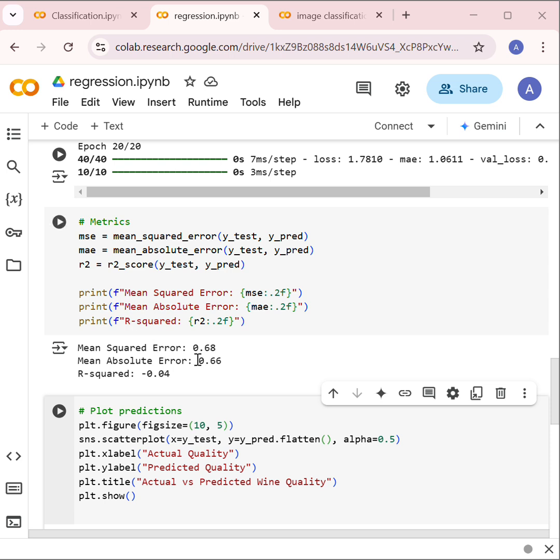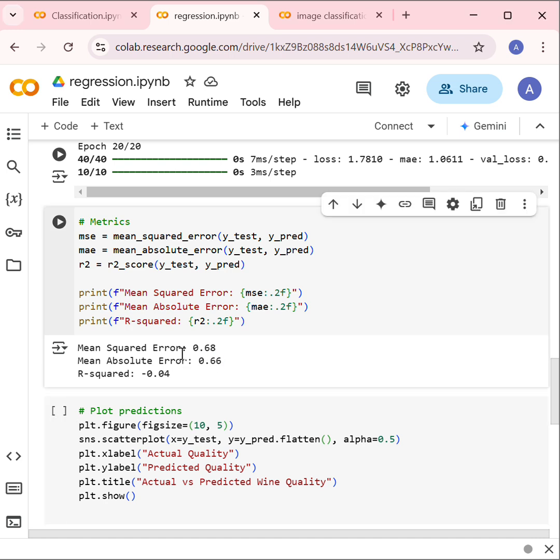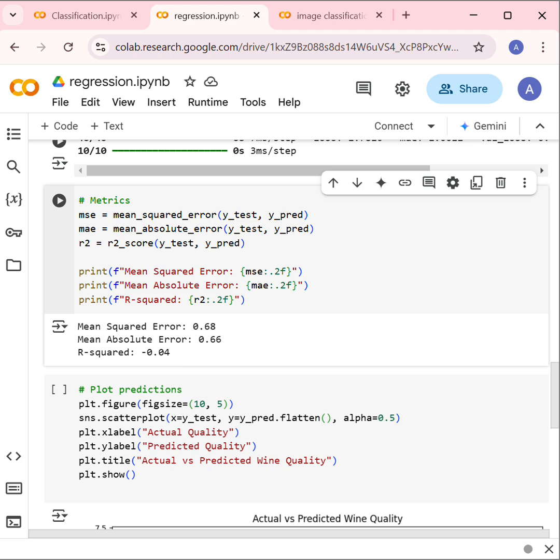It means that on average, our predictions are 0.68 points off from the actual quality score. The lower the mean squared error, the better. The mean absolute error means that on average, our predictions are off by the value of the mean absolute error in either direction. The R squared value is equal to 0.04. It means our model explains the variance in the wine quality.